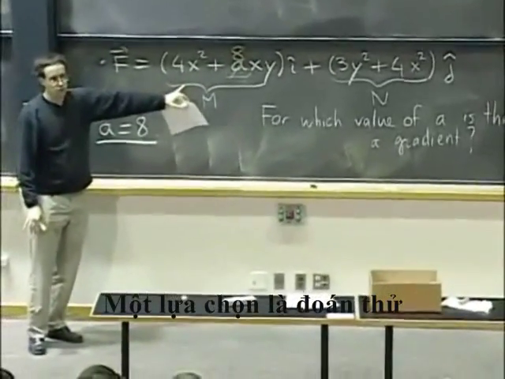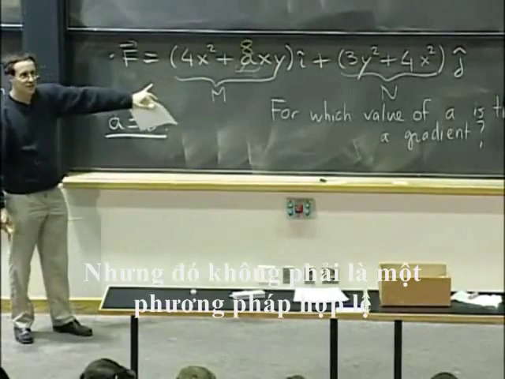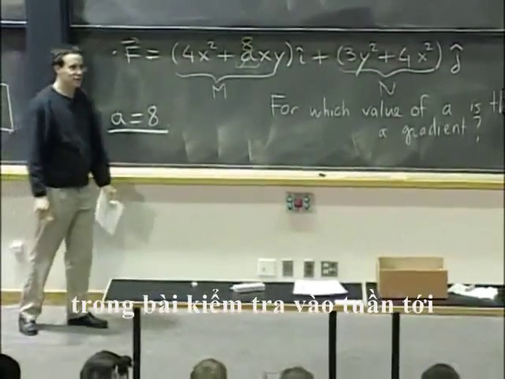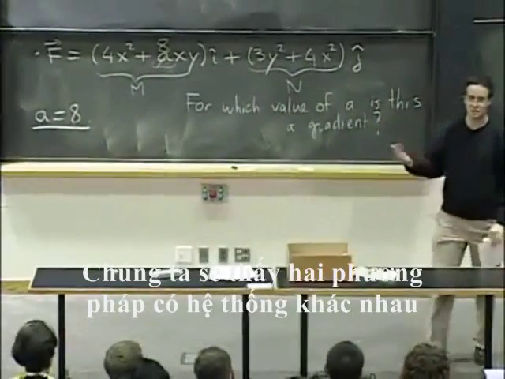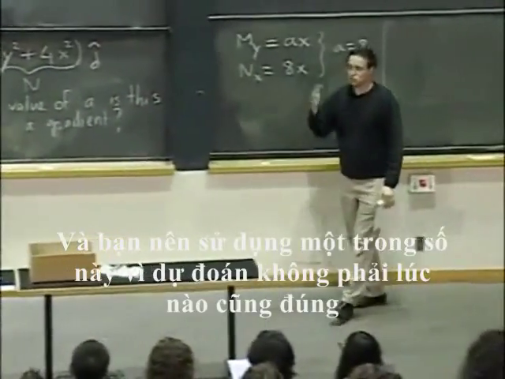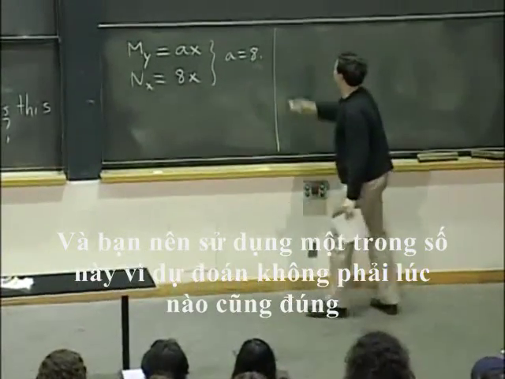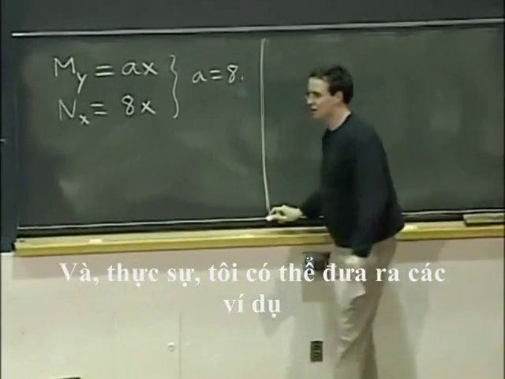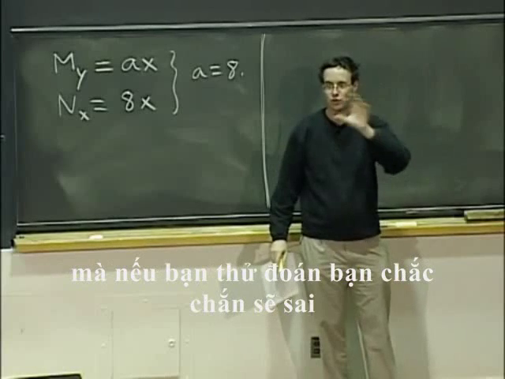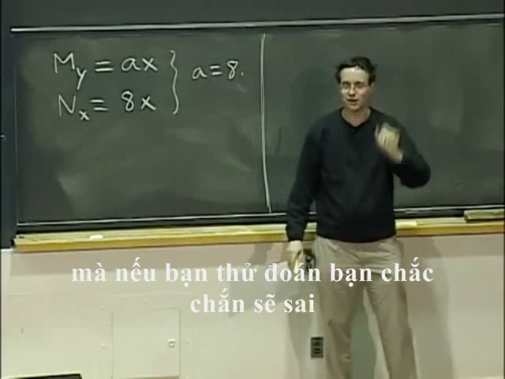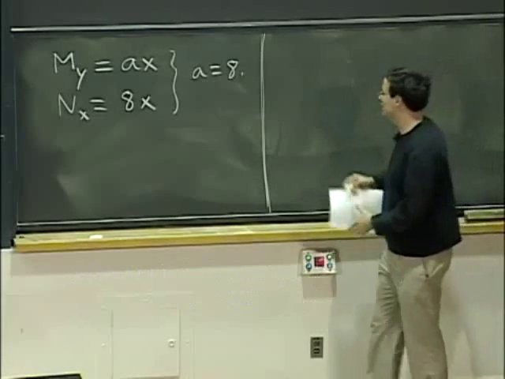So one option is to try to guess. And actually, quite often, you will succeed that way. But that's not a valid method on next week's test. So we're going to see two different systematic methods. And you should be using one of these because, well, guessing doesn't always work. And actually, I can come up with examples where if you try to guess, you will surely fail. I can come up with trick ones, but I don't want to put that on the test, but still.